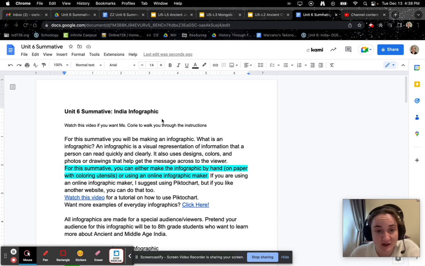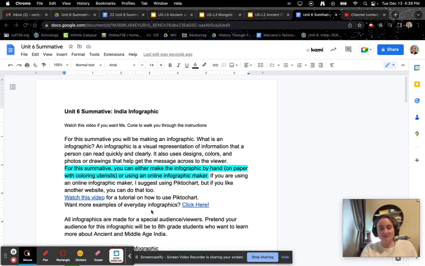For this summative, you can either make the infographic by hand on paper with coloring utensils or using an online infographic maker. If you're using an online infographic maker, I suggest using Piktochart. But if you like another website, you can do that too. Watch this video for a tutorial on how to use Piktochart. It's literally a 10-minute video of me going through the basics of Piktochart. Let me know if you have questions if you decide to use Piktochart and haven't used it before.